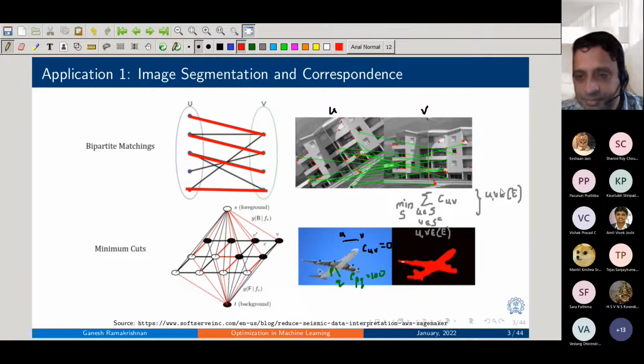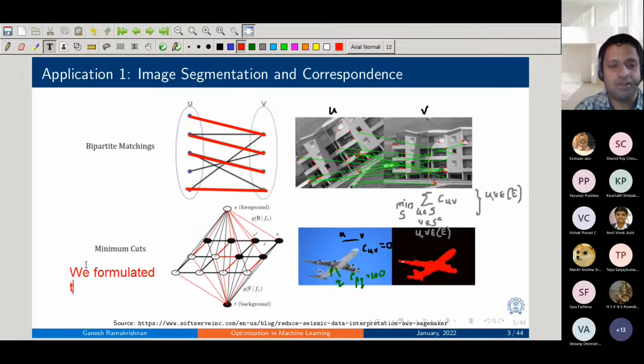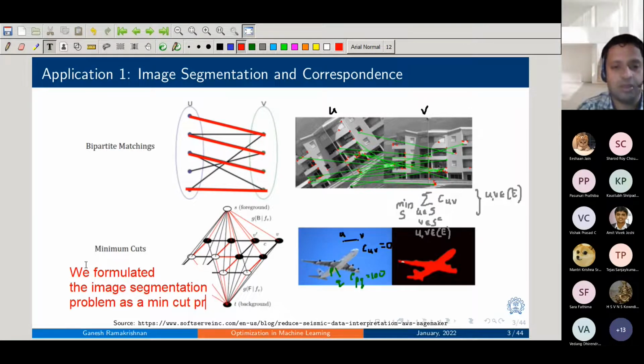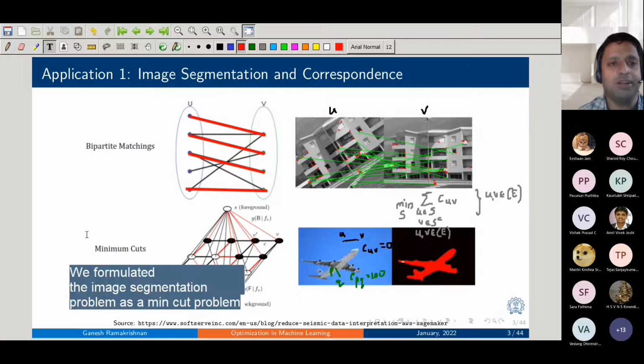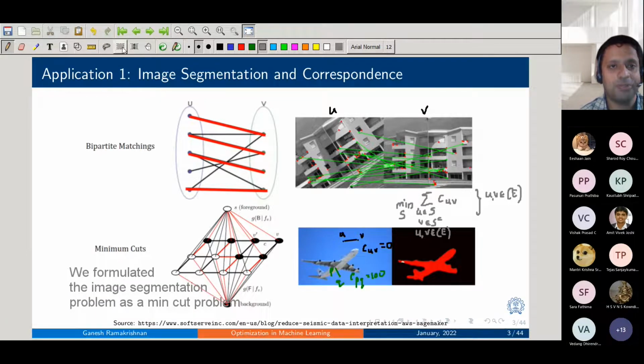Yes. As mentioned earlier, this is meant to be interactive, and it's okay to make mistakes. So can you please repeat the question? You understood how the image segmentation problem has been formulated as a minimum cut problem, right? So I would like you to formulate the image correspondence problem at the top as a maximum flow problem.